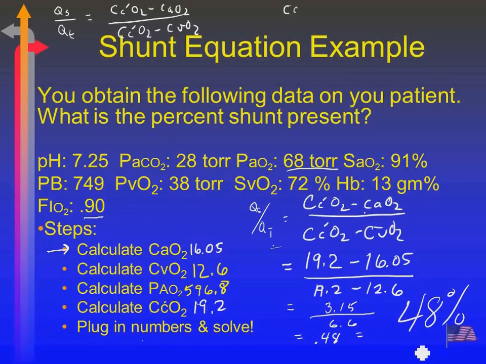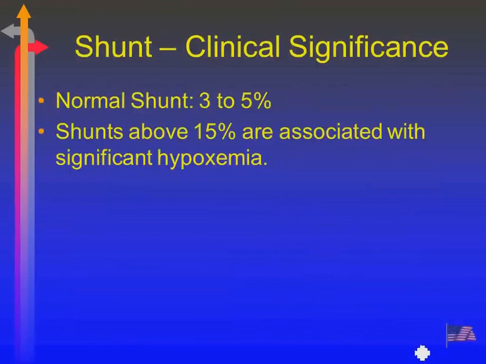Okay. So again, I don't think I'm going to require you to calculate this yet, but I just need to go through the derivation of it to show, not derivation, but to show how you would actually calculate one of these. Normally, you and I walking around have about a 3 to 5% normal shunt. That's those anatomic shunts.